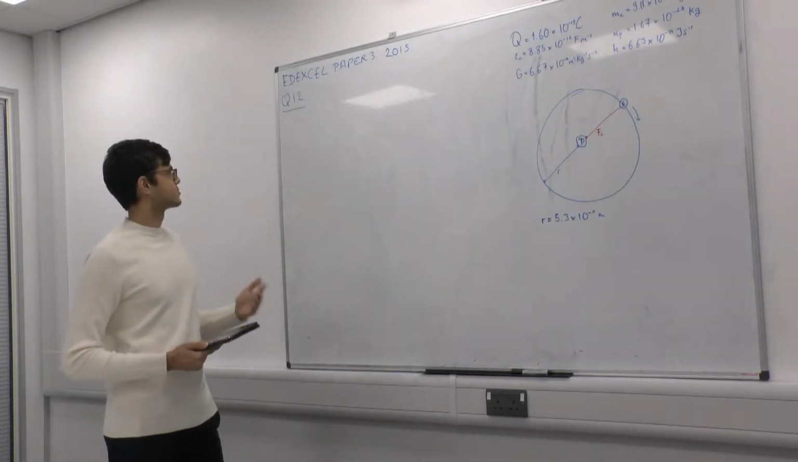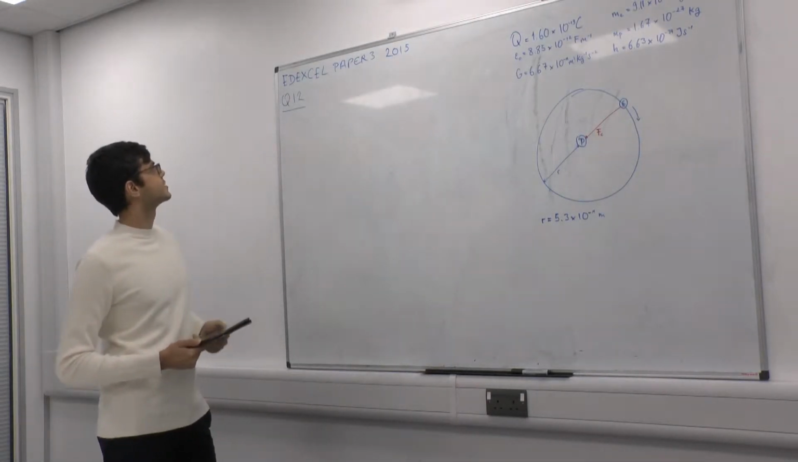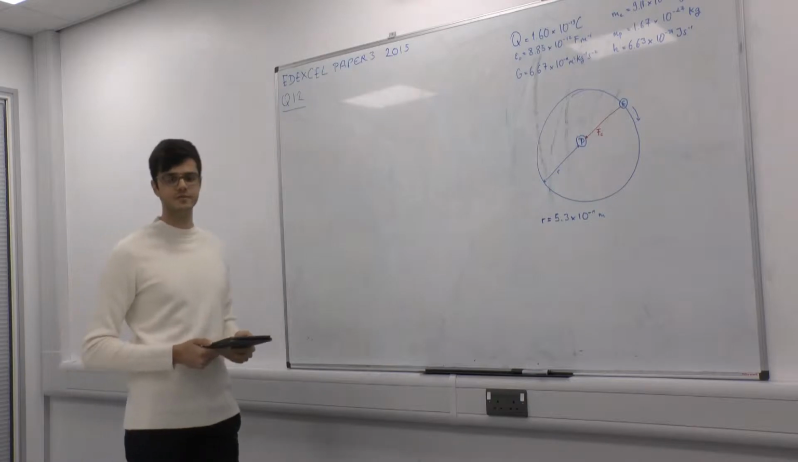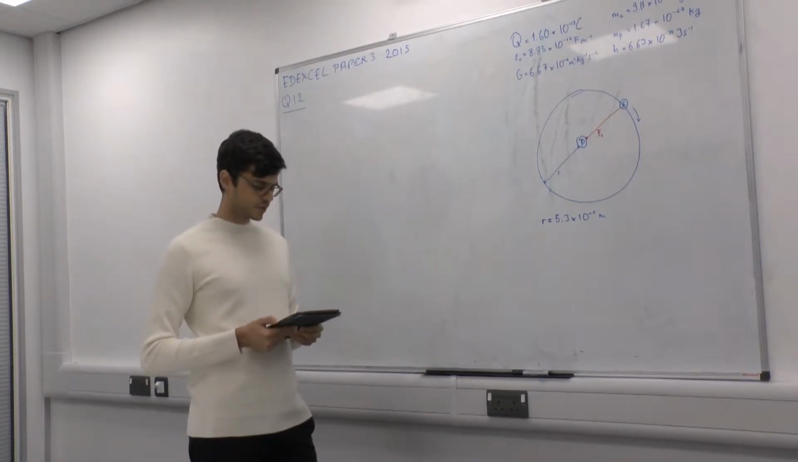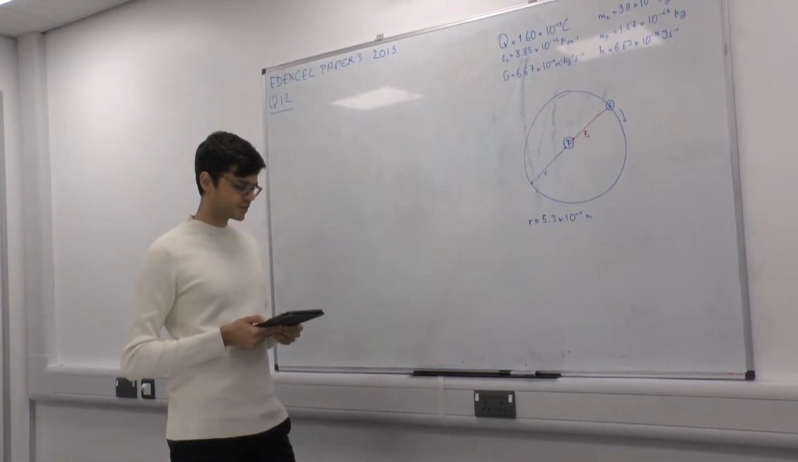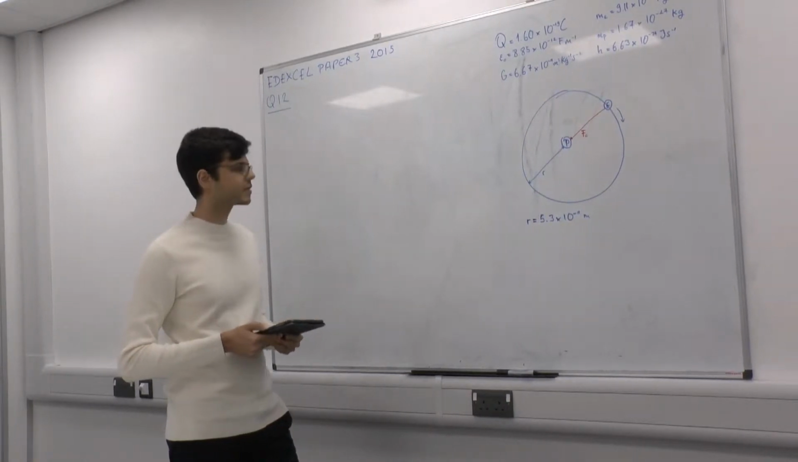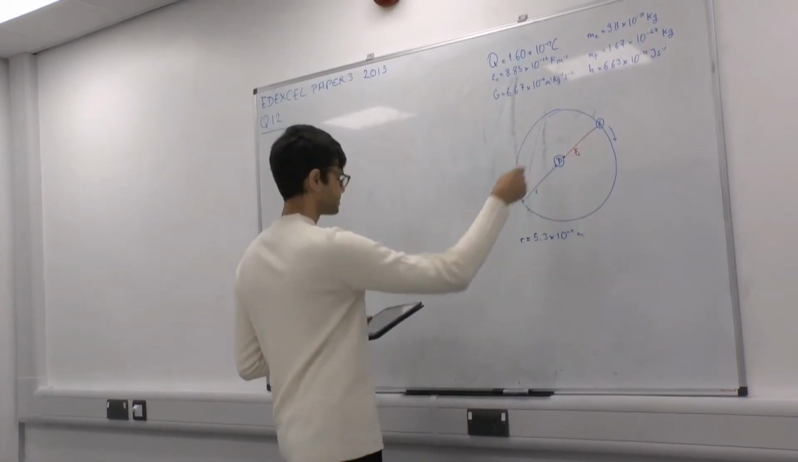Okay, so this is an electrostatics question. It's question 12 from the Edexcel paper 3 of 2015. So I'll start off by reading the question. A simple model of a hydrogen atom consists of an electron moving in a circular path around a proton. And I've sketched this here.